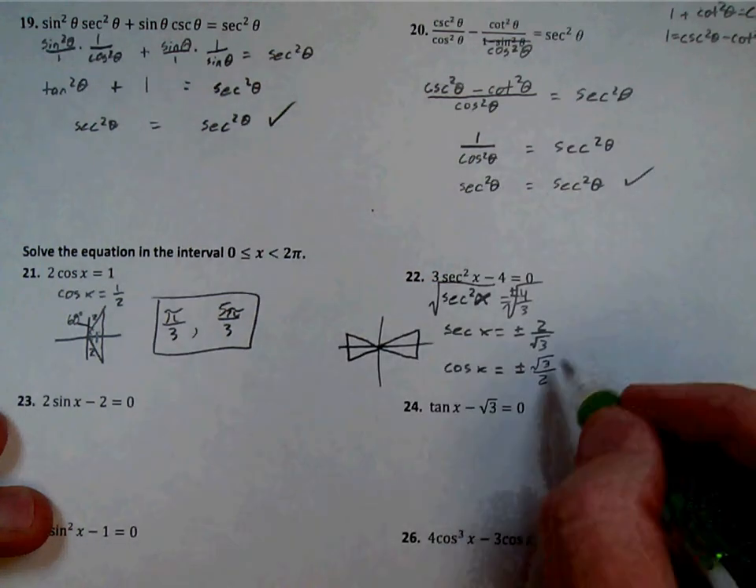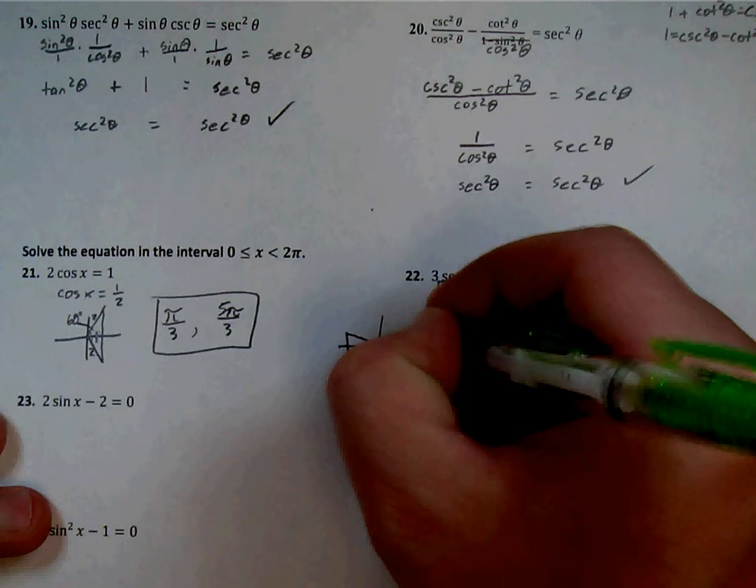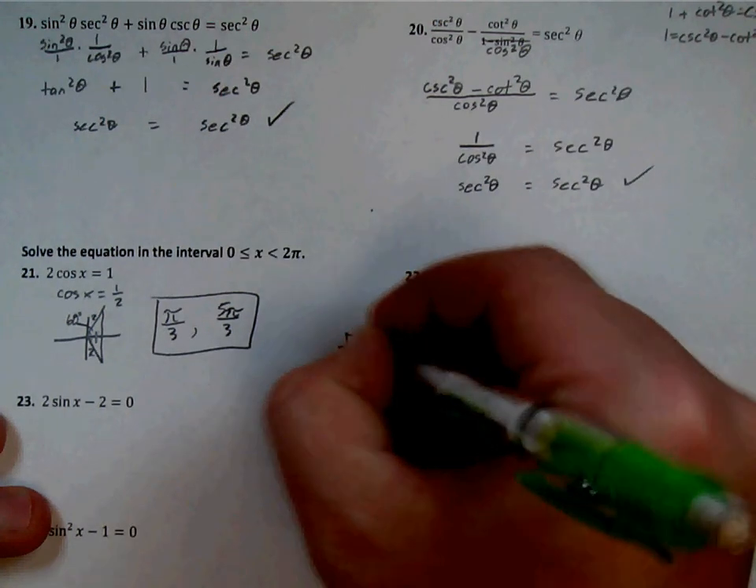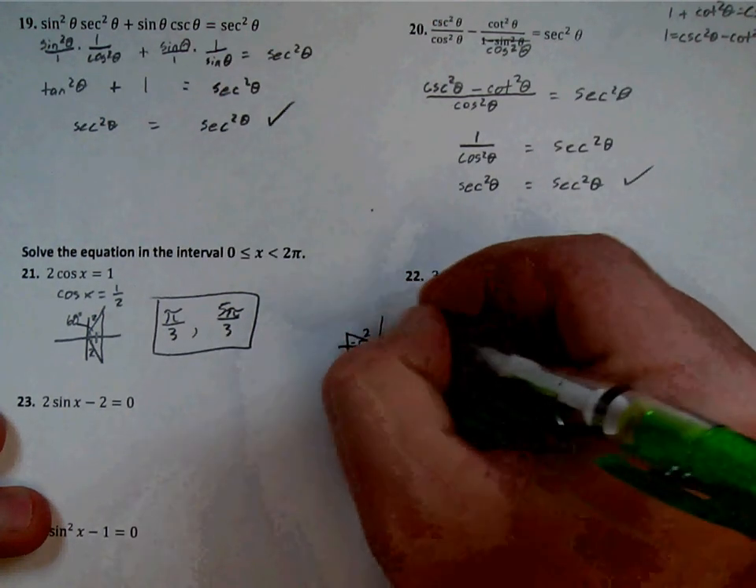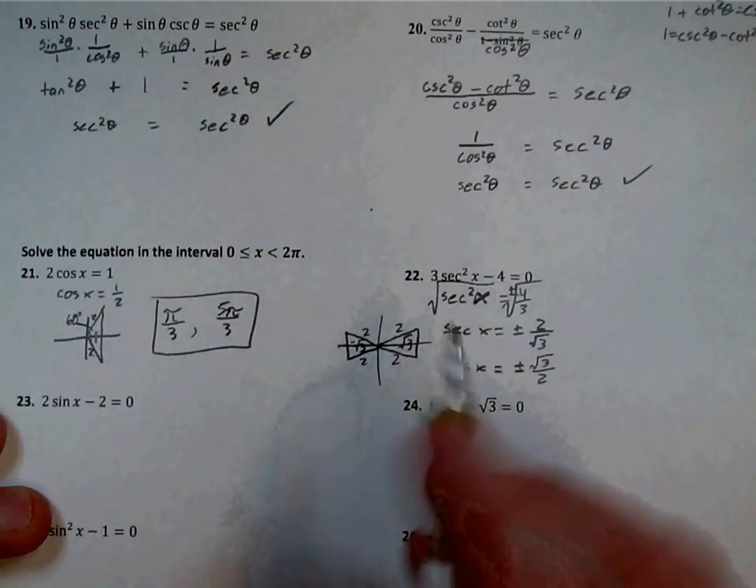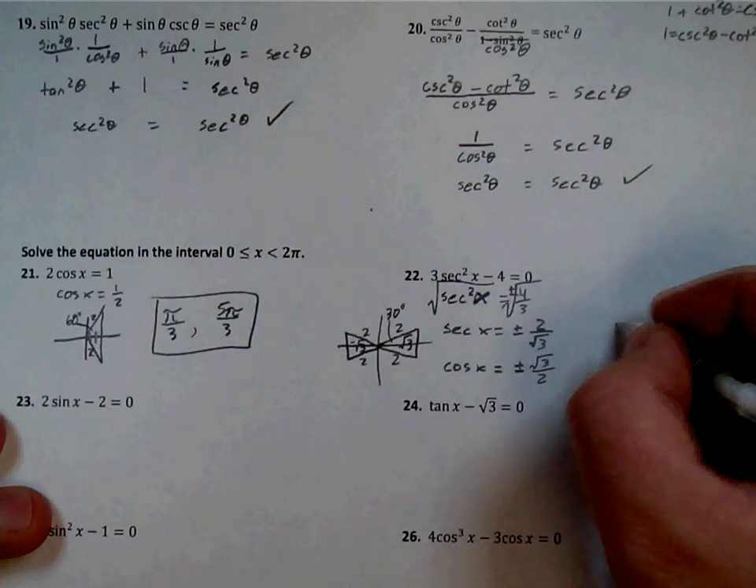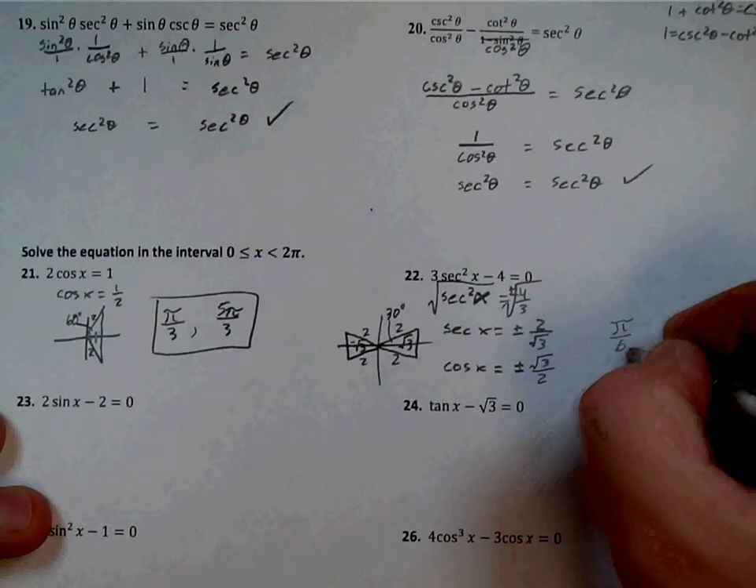So got my bow ties. My adjacent sides are my square root of 3's, so positive over there, negative on the left side. Hypotenuses are 2's. So we've got all 4 angles. Reference angle, that's going to be a 30-degree angle. That's pi over 6. So my answers include pi over 6.